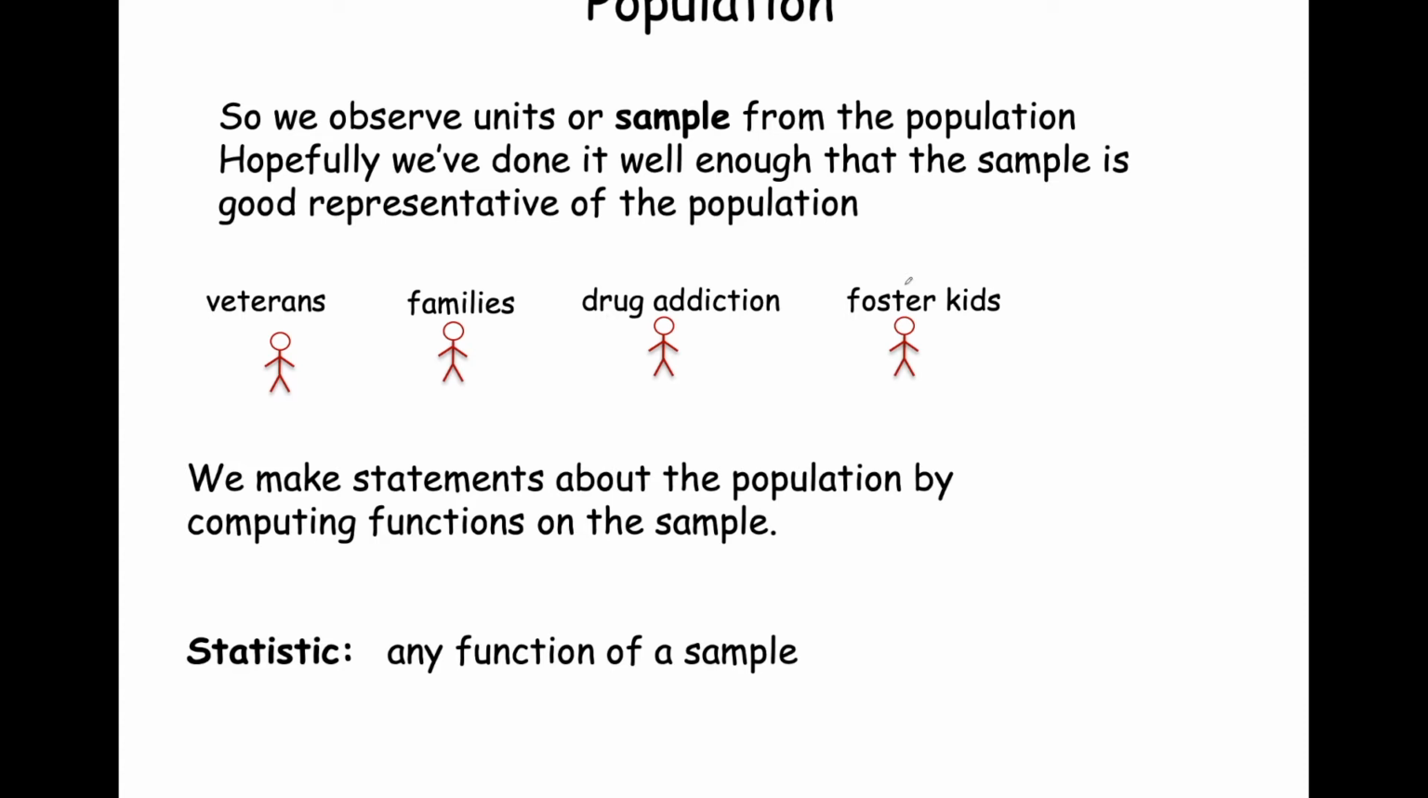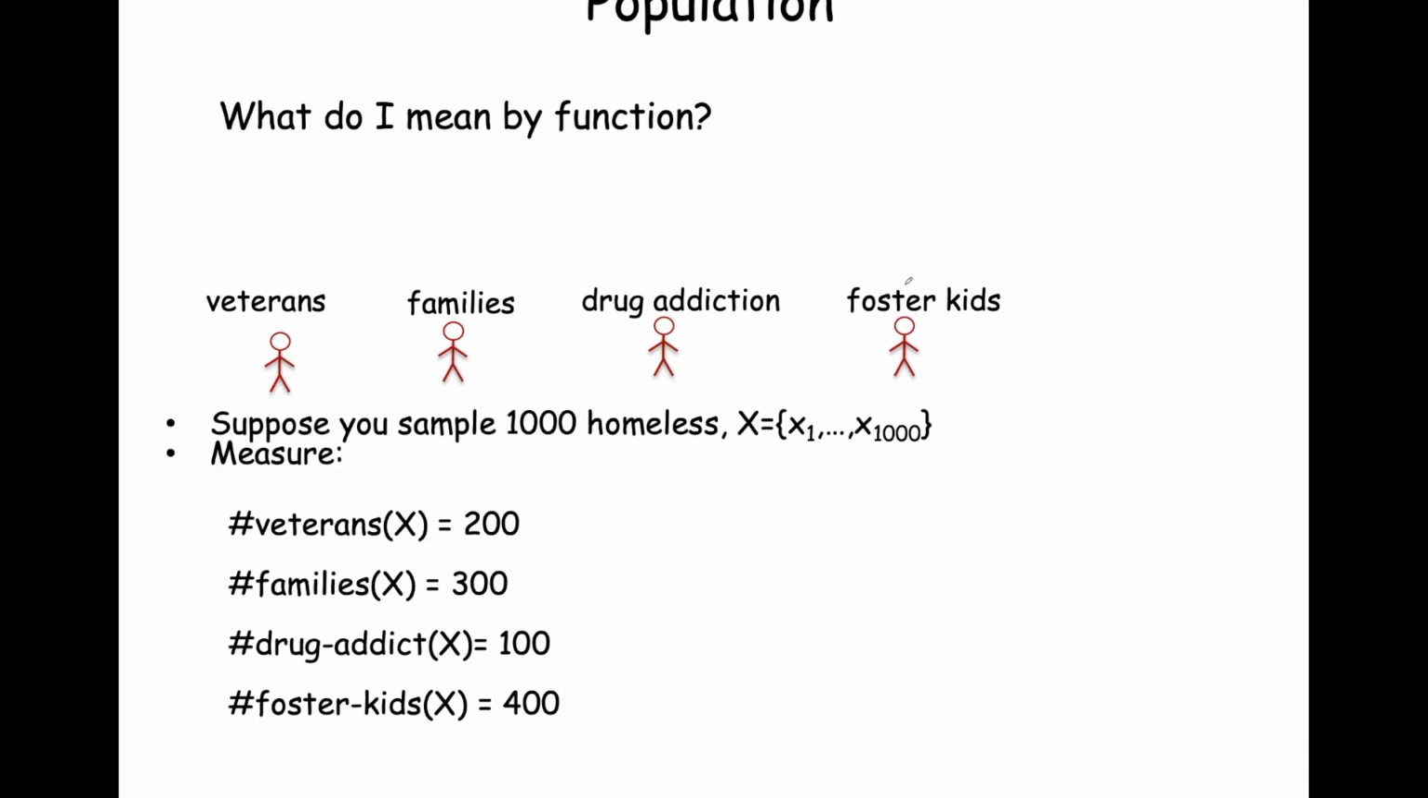And so a statistic, as a formal definition, is any function that you might compute on the sample. That's all a statistic is. It's the result of computing some function's value over this sample that we've drawn from the population. Okay, so what do we mean by function? Literally any process you can compute or calculate over the sample.